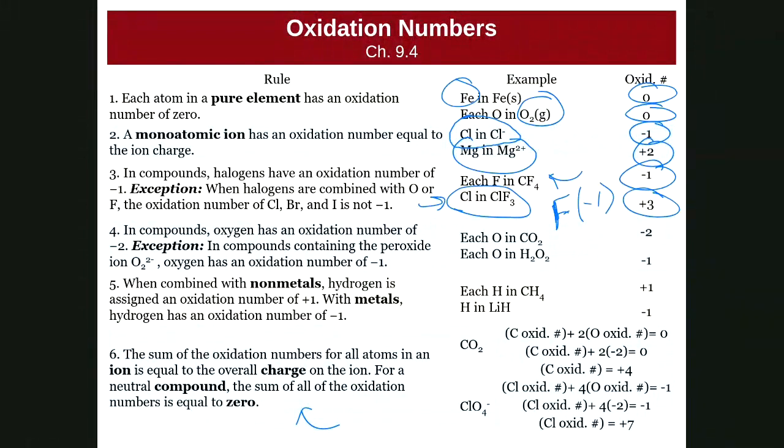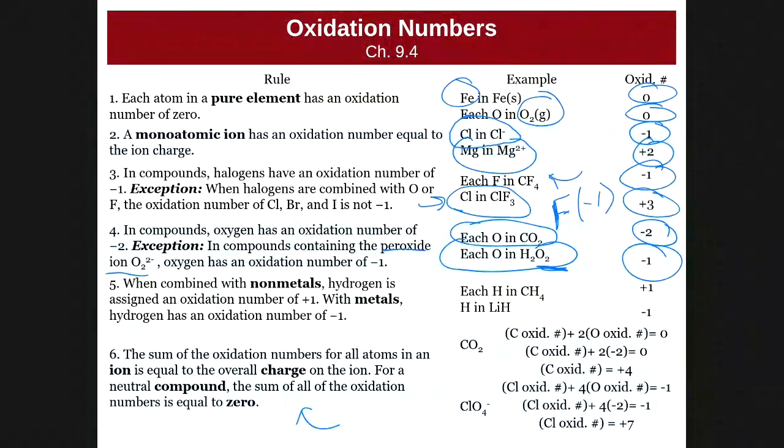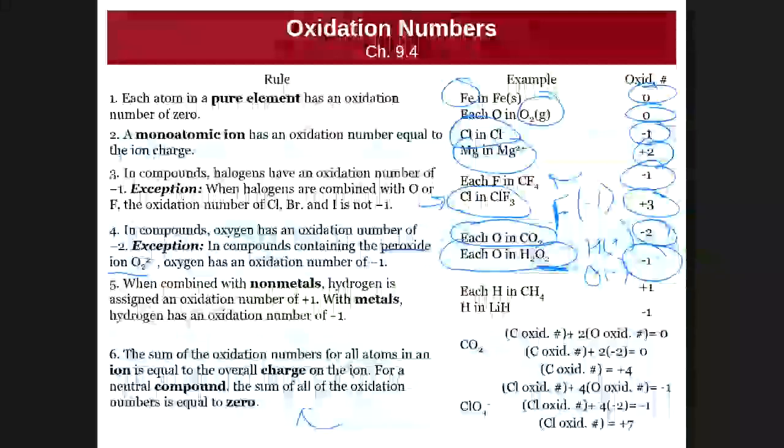All right, so in compounds, oxygen usually has an oxidation number of -2. So it usually has the same oxidation state as its typical oxide charge. However, there's one exception in compounds containing the peroxide ion. You've probably heard of hydrogen peroxide. There are other peroxides, but the most common one is hydrogen peroxide. It has this O2 ion, and that means that each oxygen has a -1 charge. So we get a +1 from the hydrogens, which we'll see in the next rule, and a -1 from each oxygen.